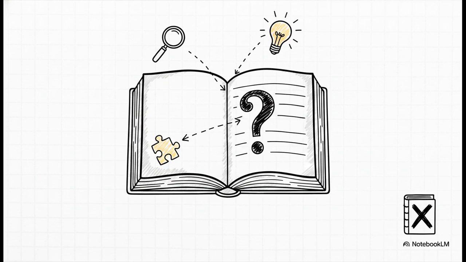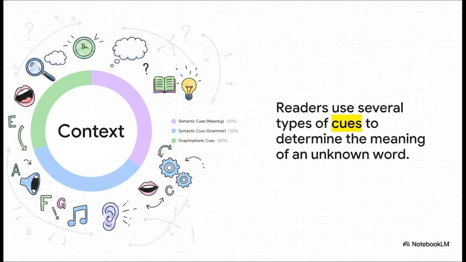Moving on to vocabulary. Yeah, flashcards can be useful, but the real way we learn most words is by just seeing them in a book. So the most important skill you can teach is how to use context clues, how to be a word detective and figure out a word's meaning from the other words around it. And these context clues actually come in a few different types. There are semantic cues, that's using the meaning of the sentence, syntactic cues, that's using the grammar or structure, and graphophonic cues, which is just a fancy way of saying, hey, does this word look and sound like a word I already know?